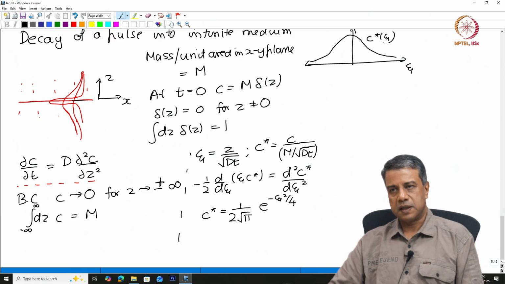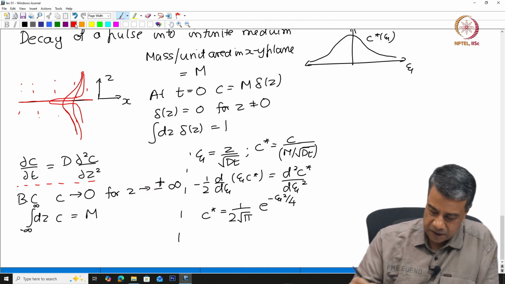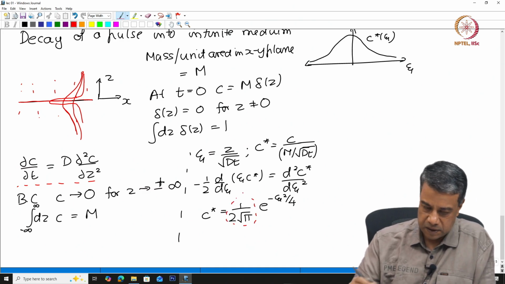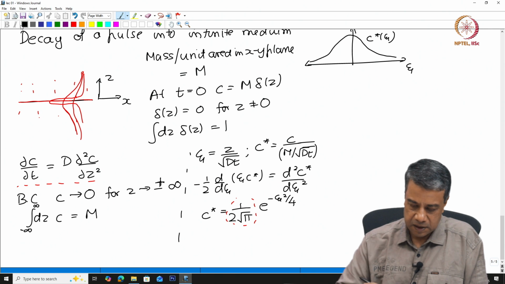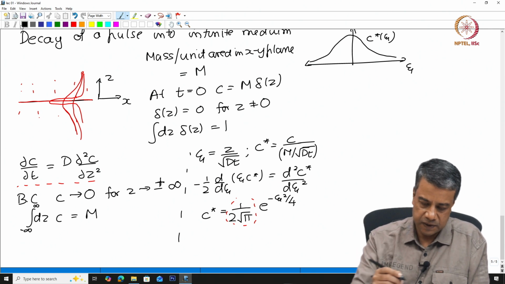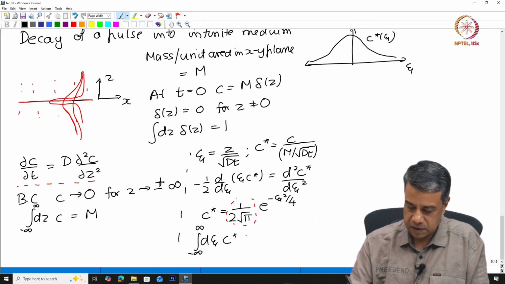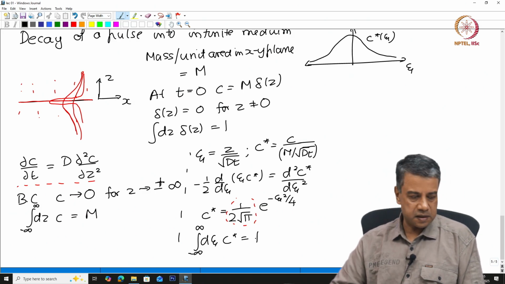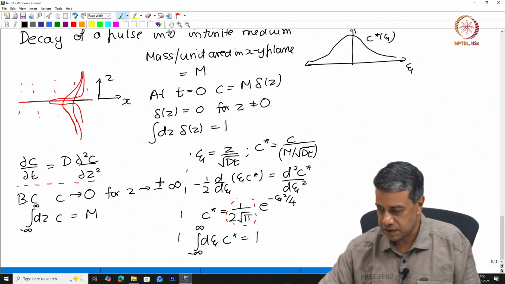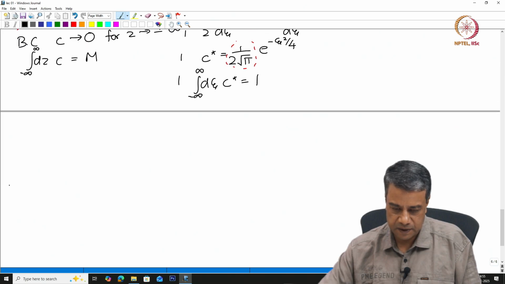It goes to 0 as psi goes to plus or minus infinity as required by the boundary conditions, and this normalization factor 1 by 2 root pi that I have used here implies that this condition is satisfied, that is integral minus infinity to infinity d psi into C star is equal to 1. This normalization condition is satisfied by this function. So, that is the scaled equation for the concentration field.